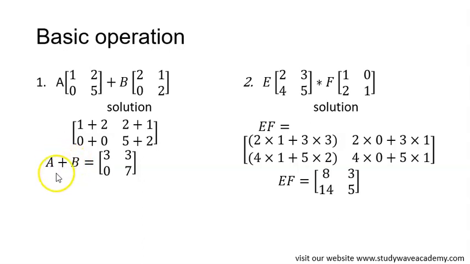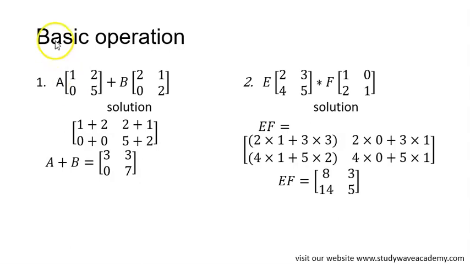So matrix A and matrix B, if you add them together, is going to give you this, okay? Matrix A plus matrix B is going to give you this. Add this together is going to give you this. So this is similar to subtraction, okay? When doing subtraction, you also do it this way.